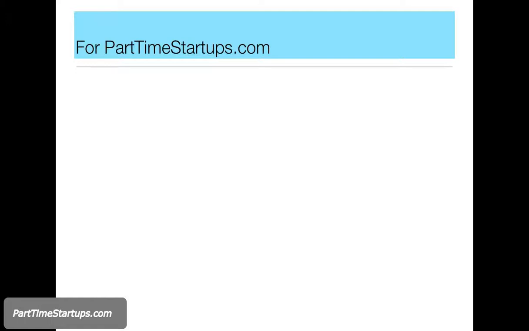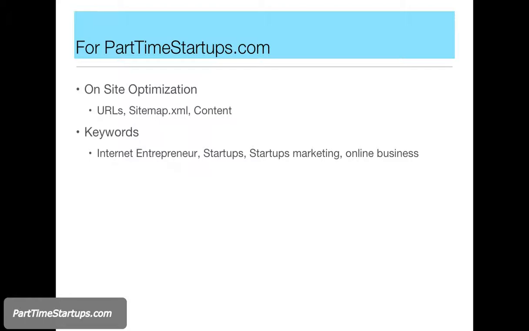And then for part-time startups, what I'm going to do: I already did on-site optimization, right? Because I used WordPress, which is already optimized for SEO purposes, and it has proper URLs. I generated sitemap.xml, and I'm going to put a lot of content relevant to startups, internet, entrepreneurship, ideas, and marketing. That way, the on-site optimization will be done. And I'm planning to use some of these other keywords to get traffic, as well as to build link backs to my website.